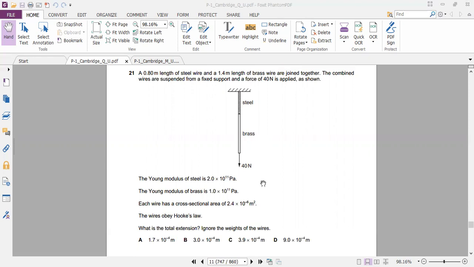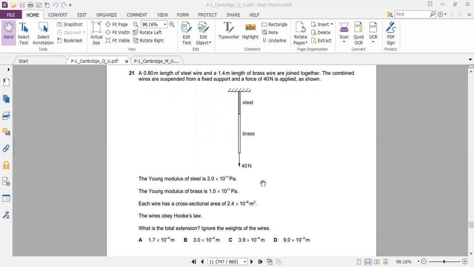Can you read? Oh, yes sir. A 0.80 meter length of steel wire and a 1.4 meter length of brass wire are joined together. The combined wires are suspended from a fixed support and a force of 40 Newton is applied as shown.